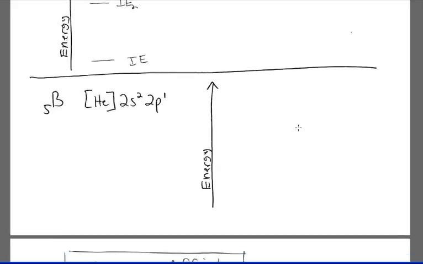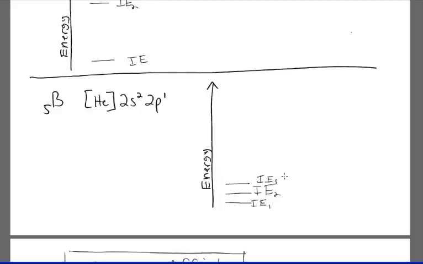Let's look at boron. For boron, here's its configuration. It has 3 valence electrons, so those first 3 are not going to be that hard to pull off. Okay, so it will have some value for ionization energy, and I'll mark it as IE1. It'll have some other energy higher for ionization energy 2, and another one for IE3.